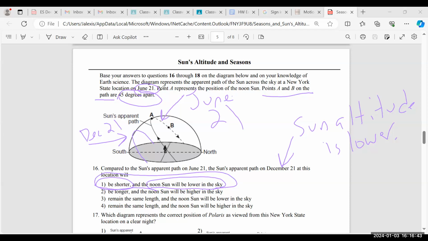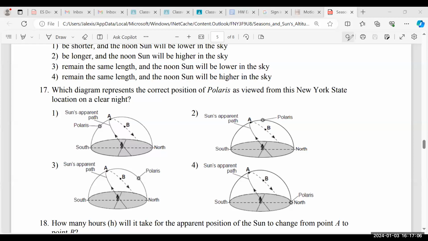All right, number 17, it says, Which diagram represents the correct position of Polaris as viewed from this New York State location on a clear night? So which one represents the correct position of Polaris as viewed from this New York State location on a clear night? So first of all, I know this is New York State.